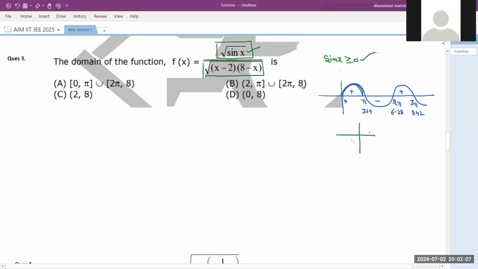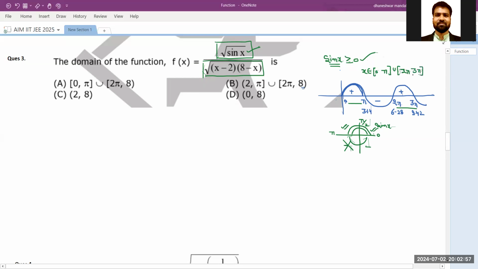Now, I can explain this by the quadrant method. In the first quadrant, 0 to pi by 2, all functions are positive, so sin x is also positive. Similarly, from pi by 2 to pi, sin x is positive. So from here to here, sin x is positive. But from pi to 2 pi, sin x will be negative, so I cannot take this region. Again, from 2 pi to 3 pi, sin x will be positive. So here we have two regions where sin x is positive. So for sin x only, I can write that x belongs to the closed interval 0 to pi union 2 pi to 3 pi.